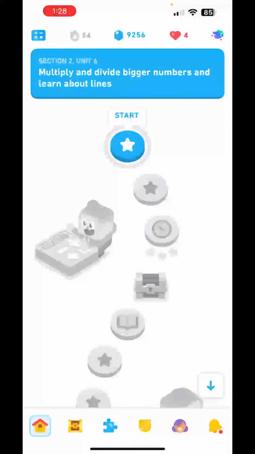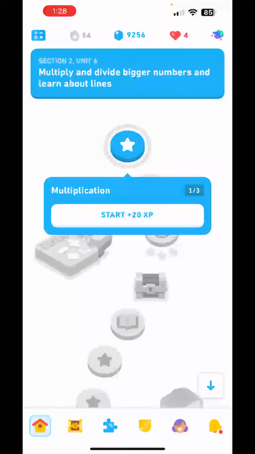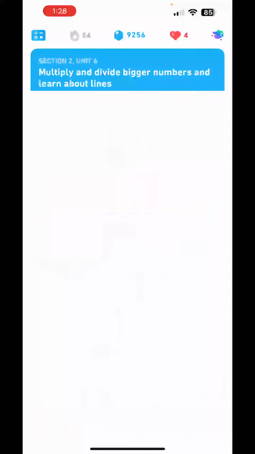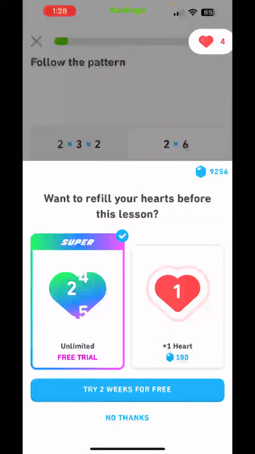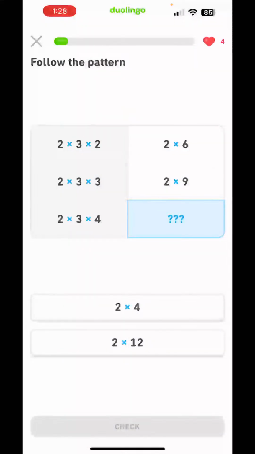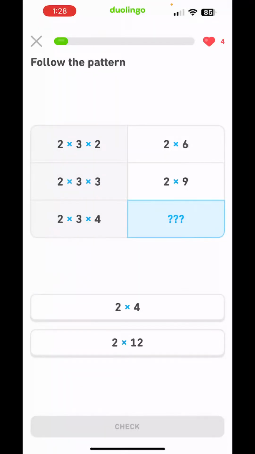In math, we are on section 2, unit 6, and we are going to be doing some multiplication. So let's begin. Oh, I don't have a lot of hearts. Okay, that's okay. It says to follow the pattern. So we have 2 times 3 times 2 is 2 times 6. 2 times 3 is 6, 6 times 2 is 12, so that makes sense.